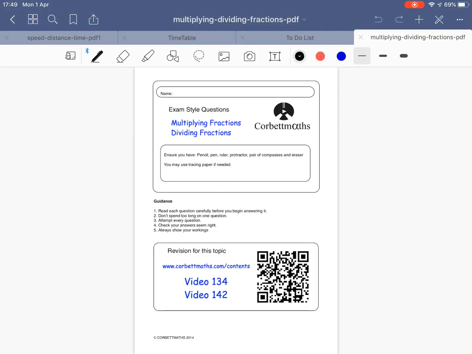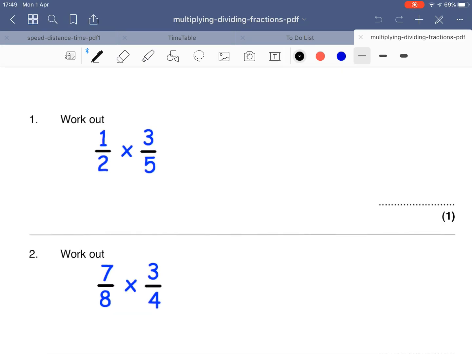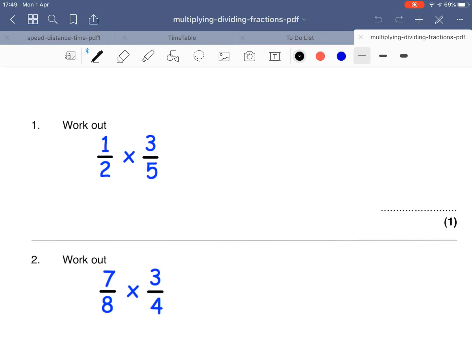This is a Revise With Me video on multiplying fractions and dividing fractions. So multiplying and dividing fractions are super easy. When multiplying fractions, we literally just times the top two numbers and times the bottom two numbers by each other.